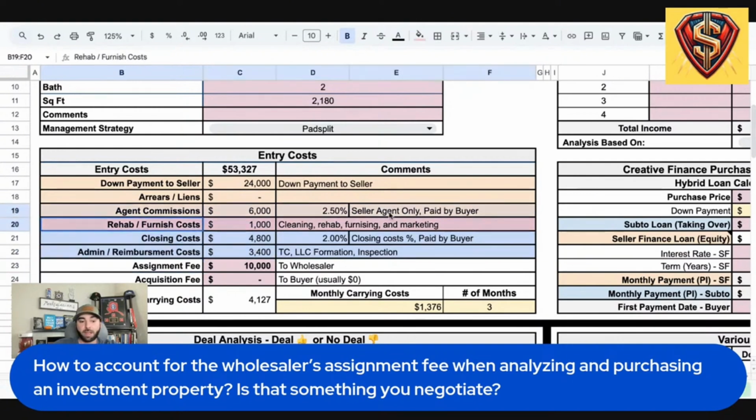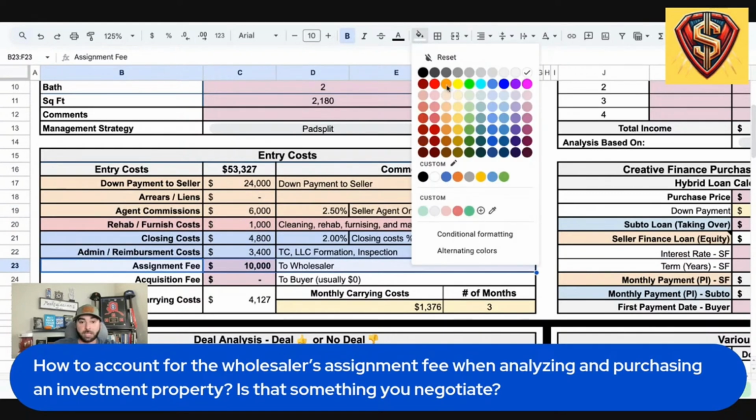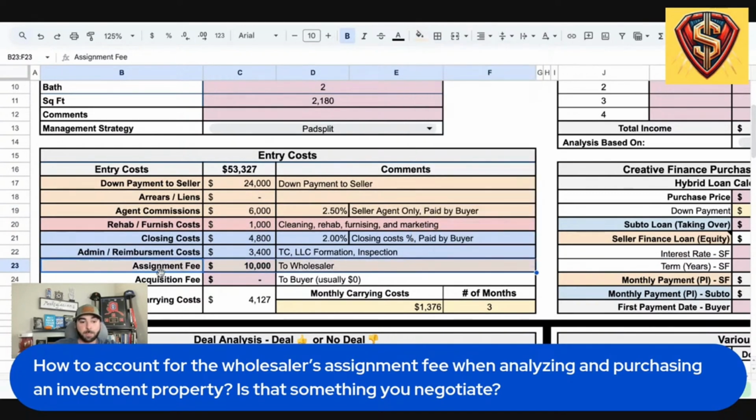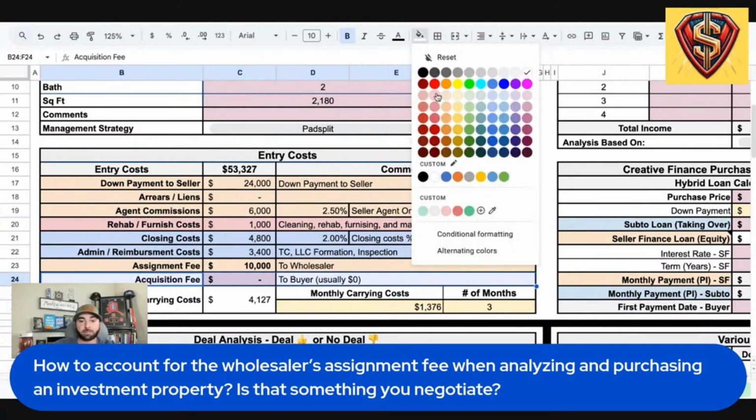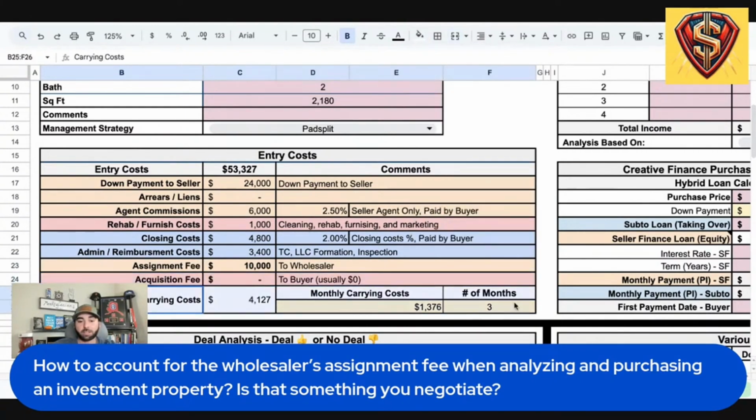They're not accounting for your rehab furnishing. They are definitely accounting for their assignment fee as part of that $49,000. They do not care about your acquisition fee. They don't even know that you're doing that, right? That's a whole separate thing. So that's not accounted for there. And they really don't care about your carrying costs or your reserves.